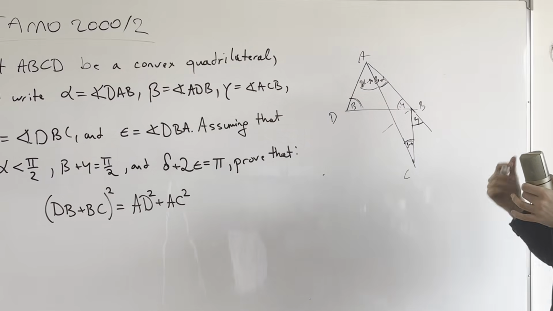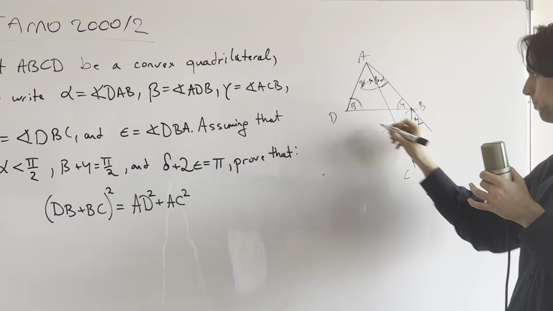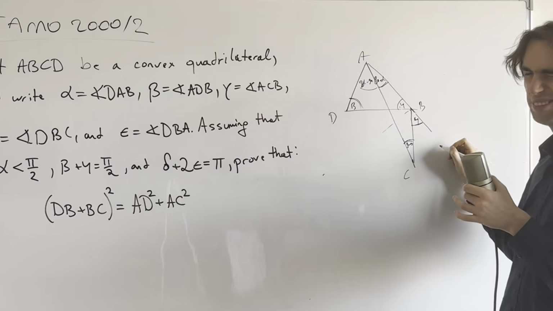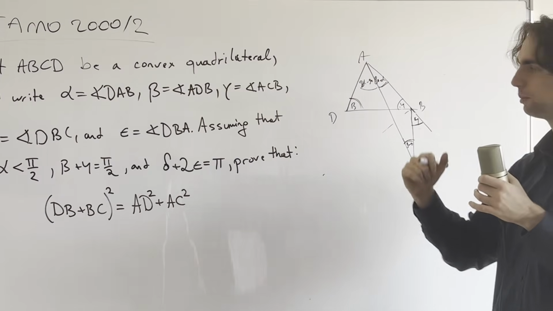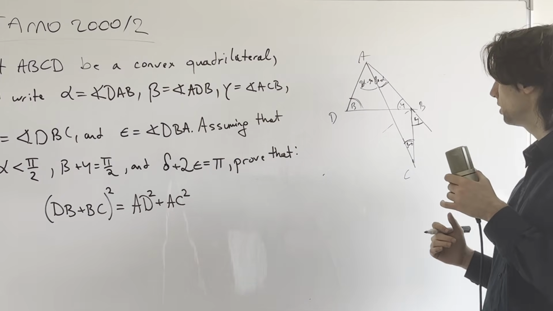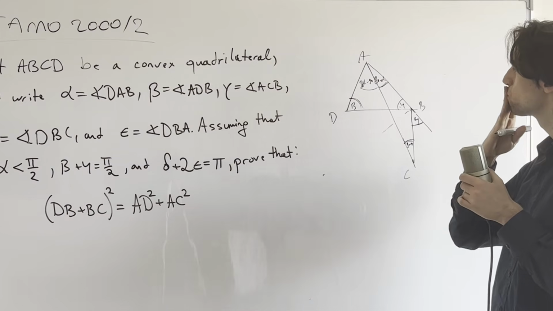And for me, the thing is, okay, I can either construct a 90 minus beta here, and then I get similarity, but it doesn't really end up working out for me. Okay, so back to the drawing board. What else could I do? Well, I have a gamma, 90 minus beta.